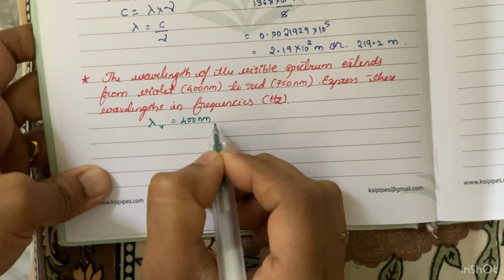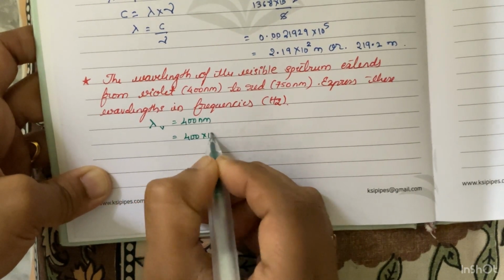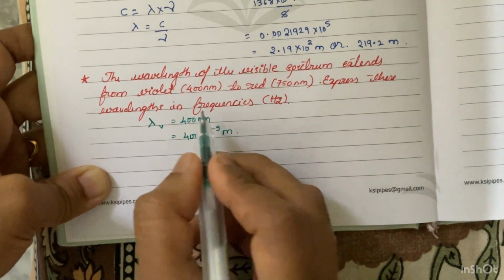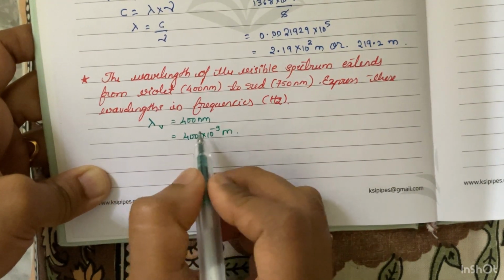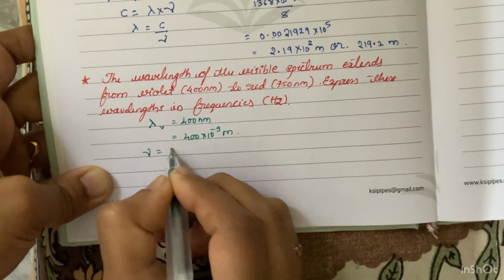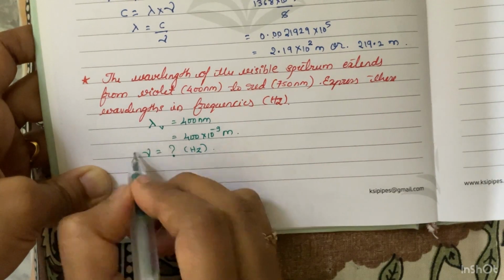Since it has been given in nanometer, we need to convert to meter. For that, I'm going to multiply it by 10 raised to the power -9, and it becomes meter now. By using this, they're asking us to calculate the frequency, which is in hertz. Frequency is denoted by nu, which is equal to question mark, and we have to express it in hertz. Now how are we going to calculate this?